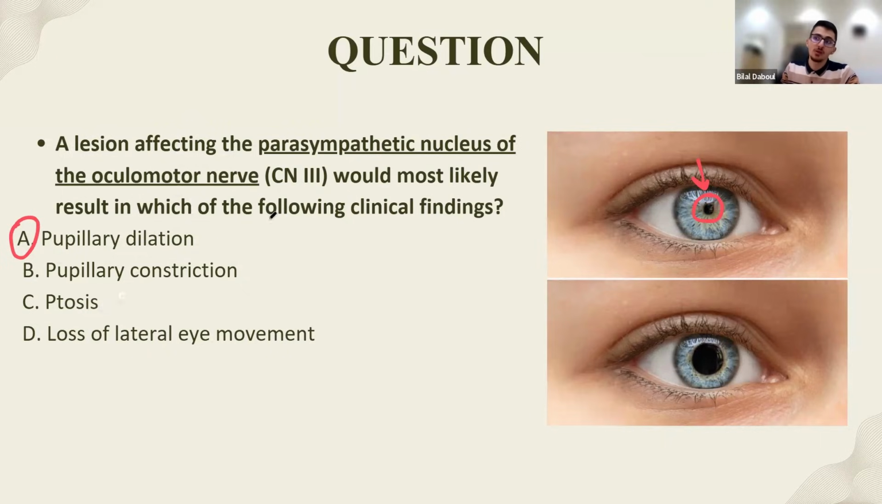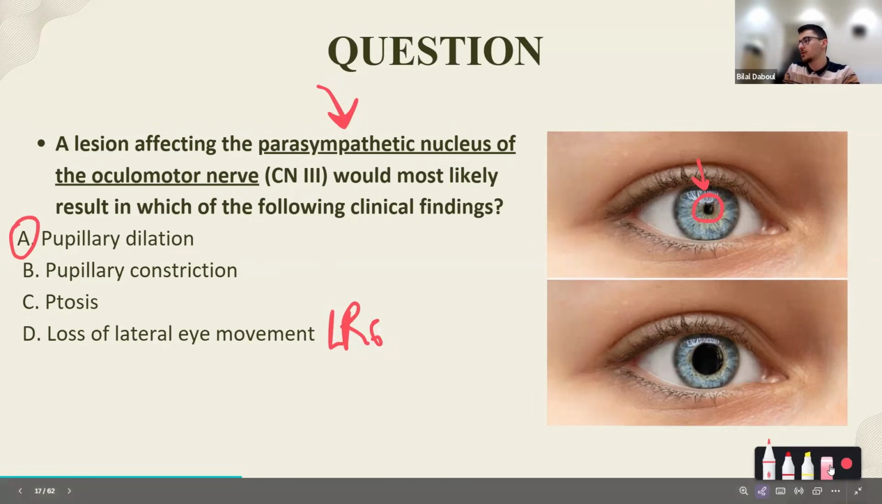Ptosis, yes, you would have ptosis if the oculomotor nerve is involved, because remember, the oculomotor supplies the levator palpebrae superioris, which is responsible for elevating the eyelid, but they specifically said the parasympathetic nucleus, or the Edinger-Westphal nucleus. Loss of lateral eye movement refers to the lateral rectus muscle, which is LR6, supplied by the abducens nerve, responsible for eye abduction. So it's not really affected in this case. It would actually be a somatomotor nucleus. So that's it for this question.